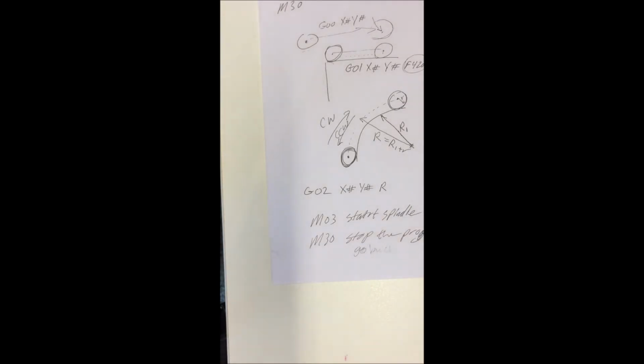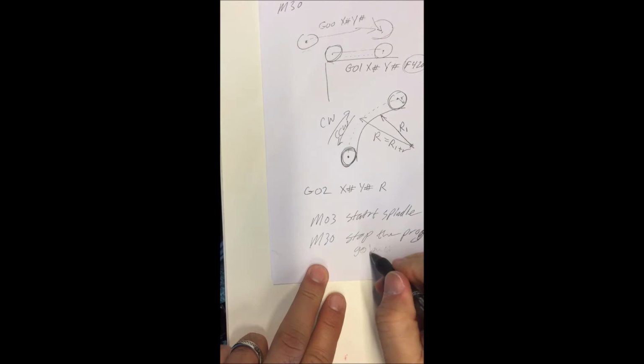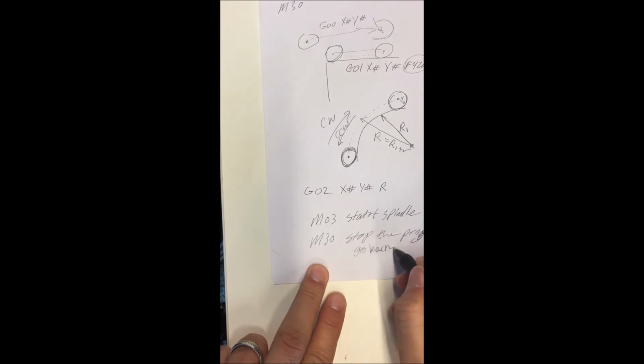Let me change the pen. Okay, so it goes back and reads the code from the beginning, so it's going to redo the process. We have other codes like the M05, which is going to change the cutting tool and other stuff.